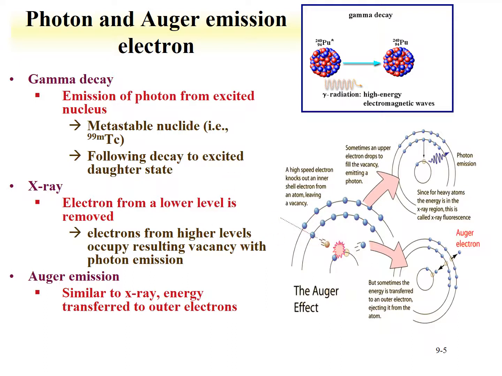Auger electrons are in many ways similar to X-ray emission, except that as opposed to emitting a photon, one of the outer electrons is emitted with the energy that's consistent with the transition of the electron moving from a high energy state to a lower energy state, and then the outer electrons are emitted.